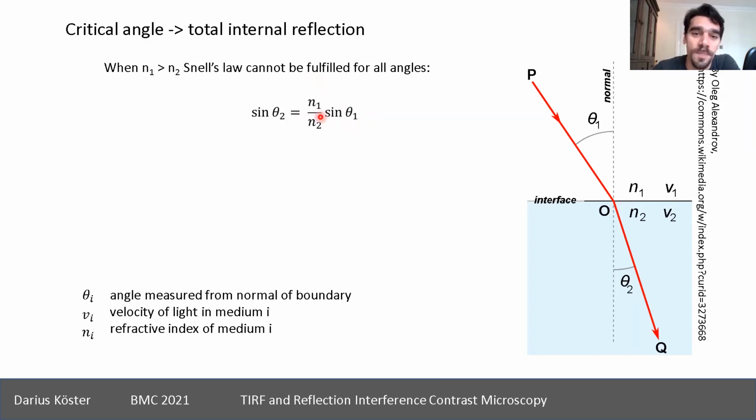Because if n1 is larger than n2, then this factor is larger than 1. And we know that sine goes from -1 to +1. So if we reach an incident angle where this product is bigger than 1, then this law cannot be fulfilled anymore, because the sine of any angle can never be bigger than 1. What this means is there is a critical angle, and we don't get a refraction, we get a reflection.